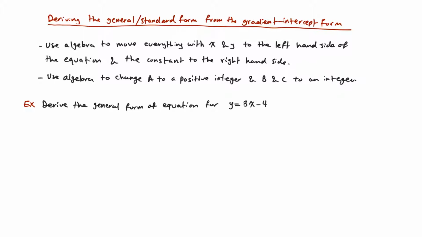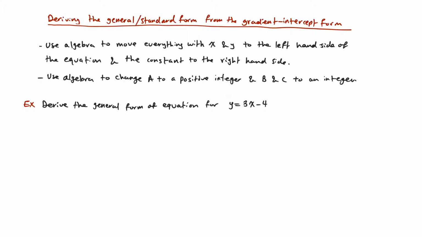We'll go through 3 different examples just to give you an idea of how we can do this. We're going to start off with our first example, which says to derive the general form of the equation for y is equal to 3x minus 4. Our first step is to make sure that everything that has x and y is on the left-hand side of the equation, and everything else is on the right-hand side.